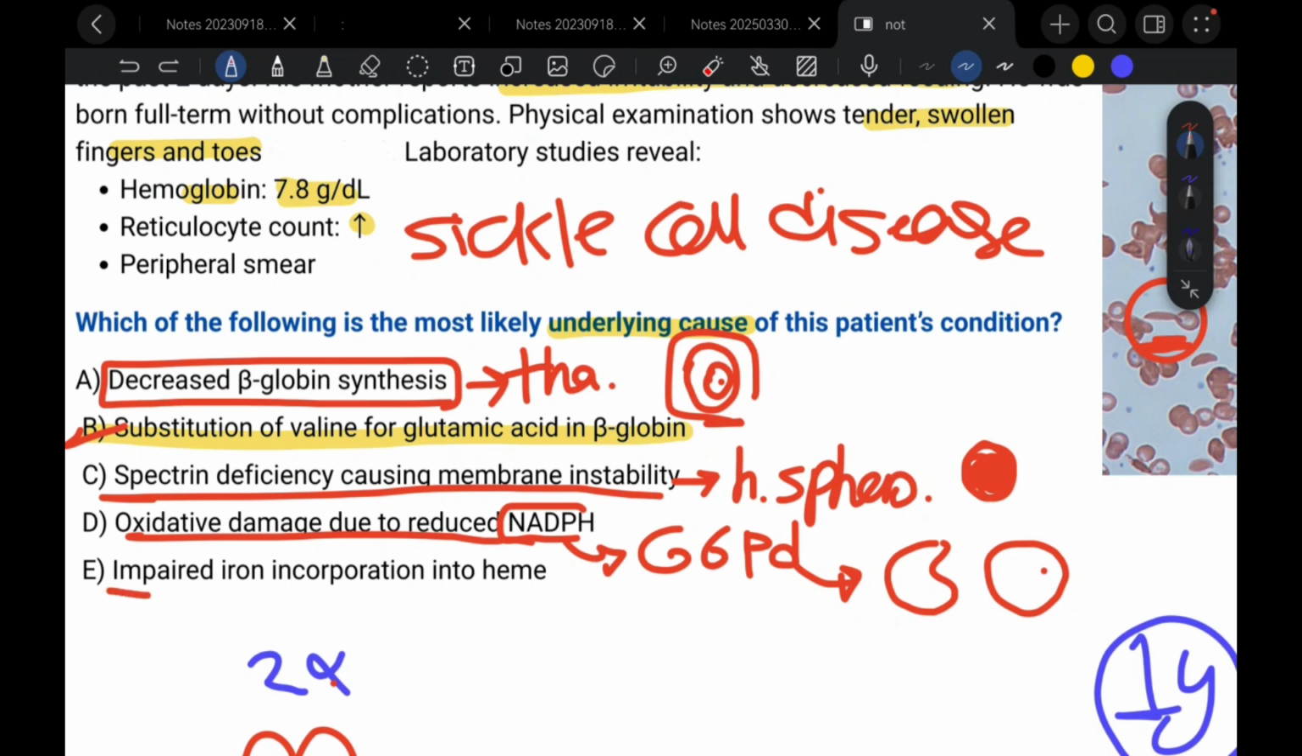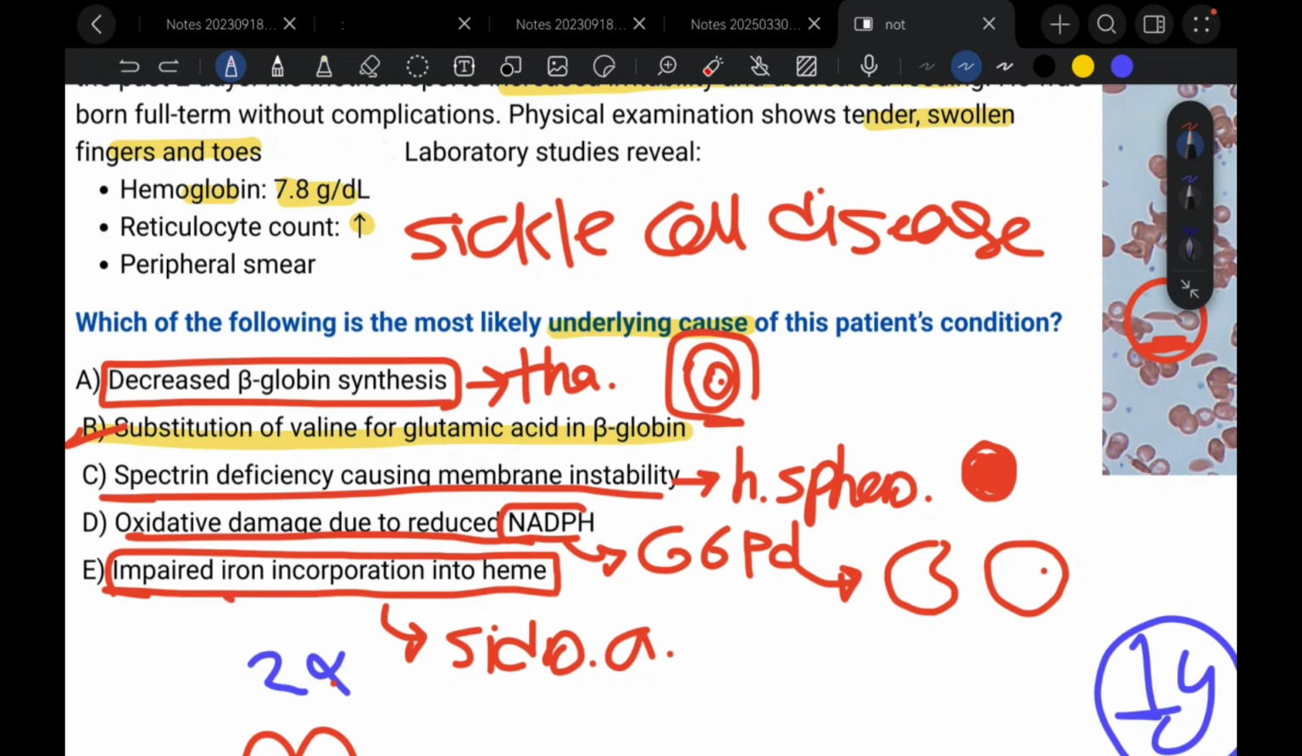Choice E, which is impaired iron incorporation into heme. This one here, guys, is not describing iron deficiency anemia. This one is describing what is called sideroblastic anemia. In this case, we have iron in our body, but we cannot use it to produce RBCs. This is called sideroblastic anemia.